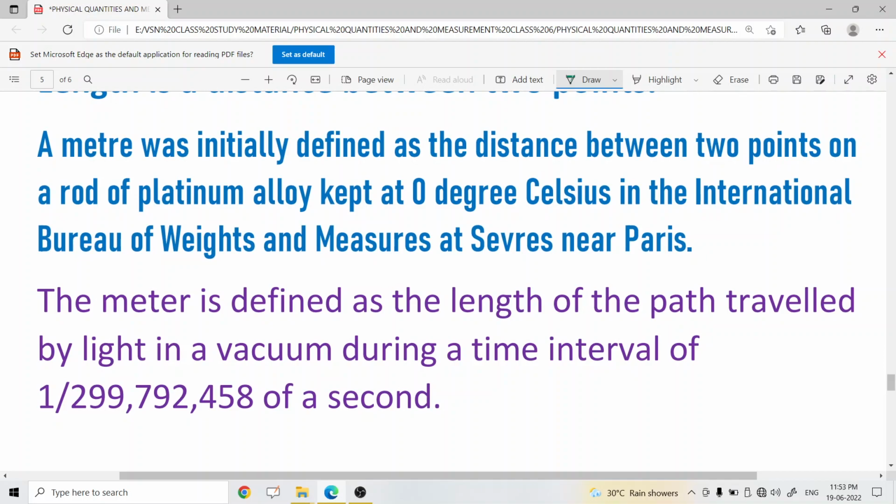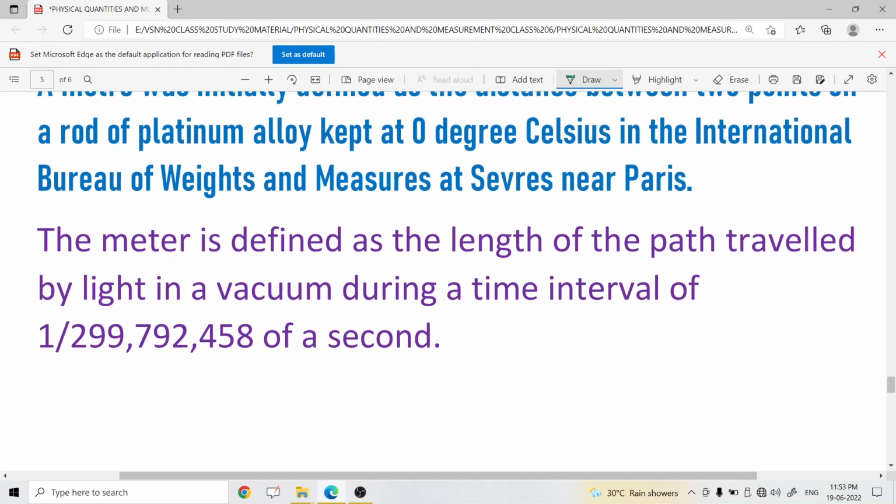Previously, the first definition used was that a meter was initially defined as the distance between two points on a rod of platinum alloy that is kept at 0 degrees Celsius in the International Bureau of Weights and Measures near Paris, at Sevres. Actually, this is a very old definition. Today we have to remember the second one, which is very important.